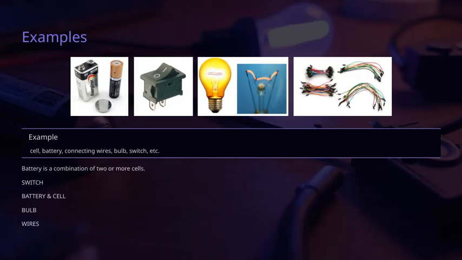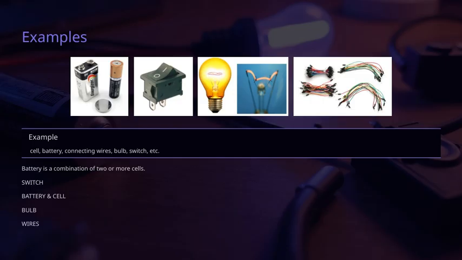Let's look at some examples to better understand the concepts. When we talk about a simple electrical setup, we often include components like a cell, a battery, connecting wires, a bulb, and a switch. The battery is actually made up of two or more cells connected together to power the circuit. The switch is used to control the flow of electricity, turning the circuit on or off.